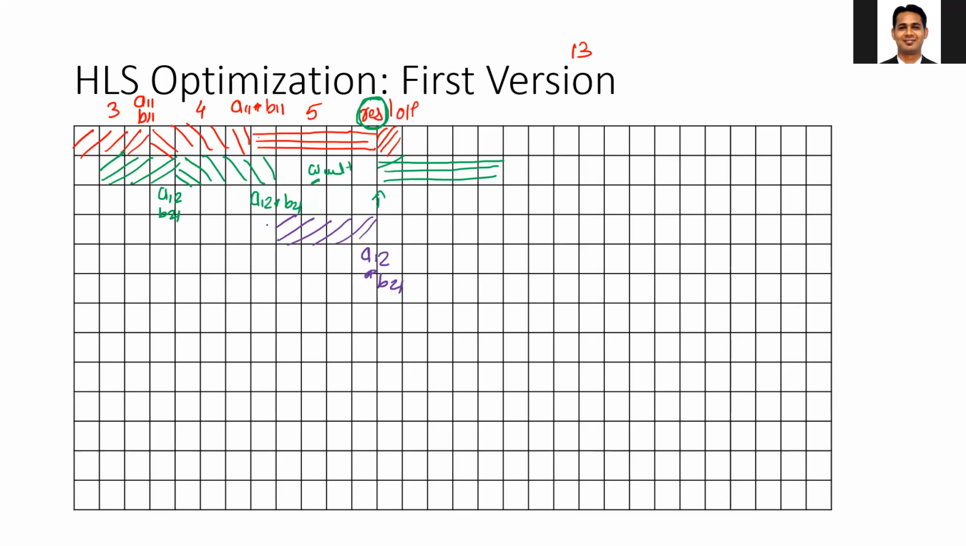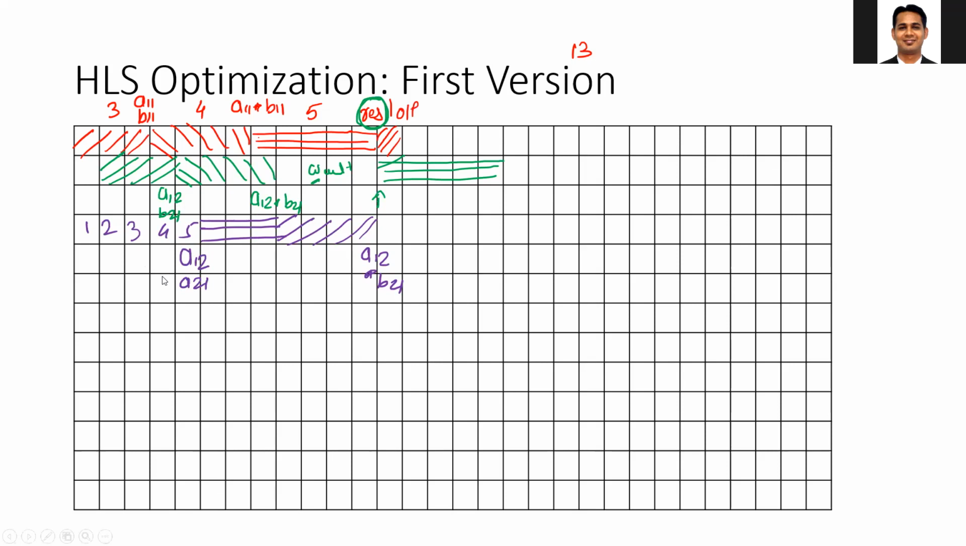And to make sure that I have the multiplication available at this point, I will start the reading operation at this point. So I'll read A12 and B21 at this point, and you can see that there is a 1, 2, 3, 4, 5. That's the initiation interval of 5. So this is how the tool calculates the initiation interval, so that your dependency on the previous iteration is sorted.